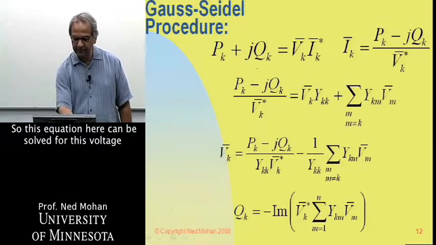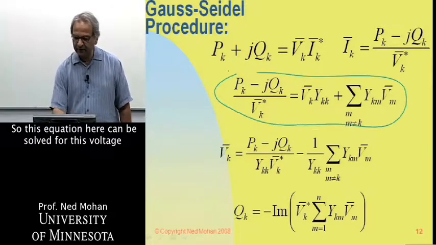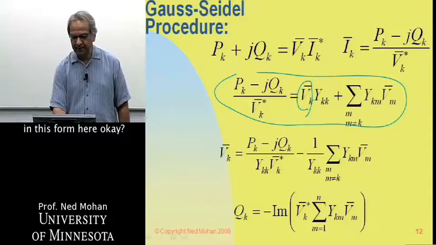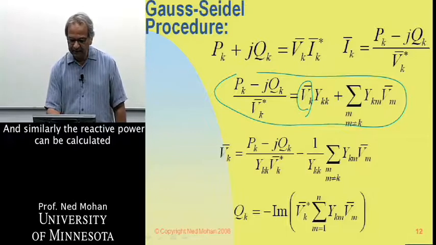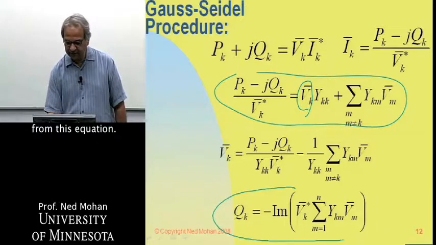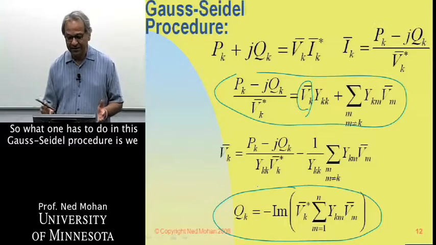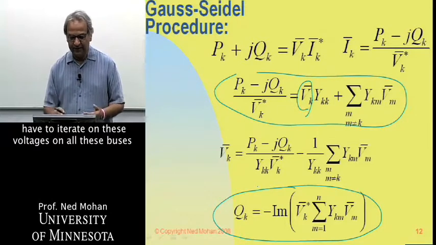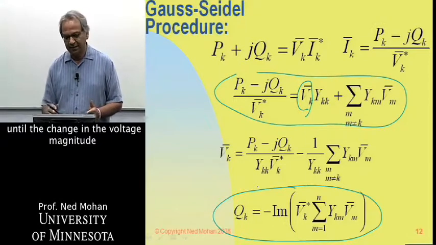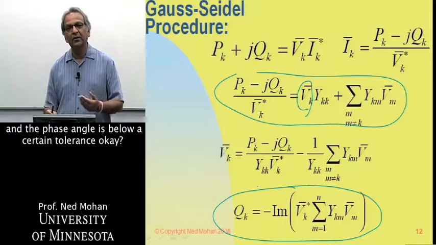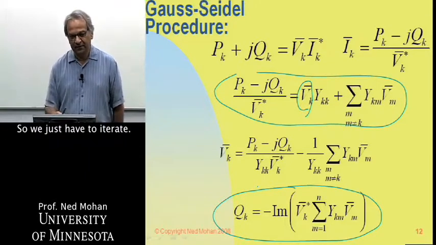This equation here can be solved for this voltage in this form here. And similarly, the reactive power can be calculated from this equation. So what one has to do in this Gauss-Seidel procedure is we have to iterate on these voltages on all these buses until the change in the voltage magnitude and the phase angle is below a certain tolerance. So we just have to iterate.